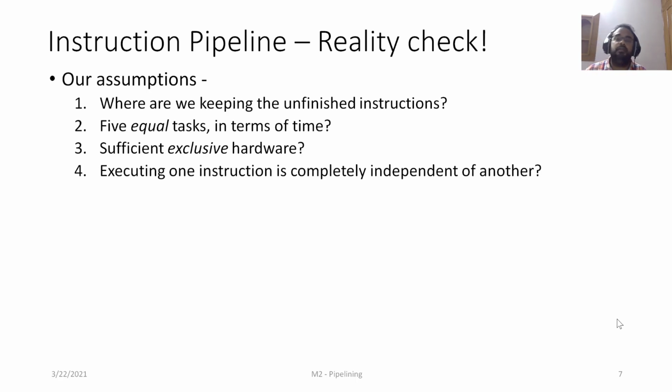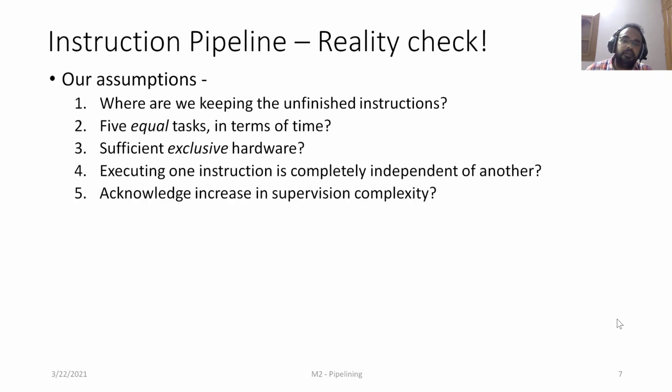Now, how can we execute them in parallel, right? So there are some interesting issues that we are going to look at. And the fifth assumption, which we ignored, is the complexity in the control circuitry. Earlier, the control circuitry was just dealing with one instruction, right? All the control signals it's generating are for only one instruction at a time, right? But now it needs to generate appropriate signals for 5 different instructions at different stages.